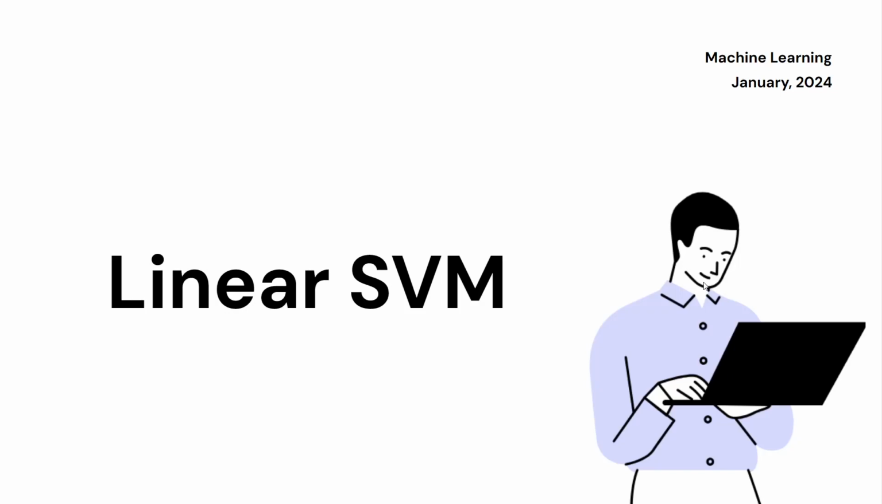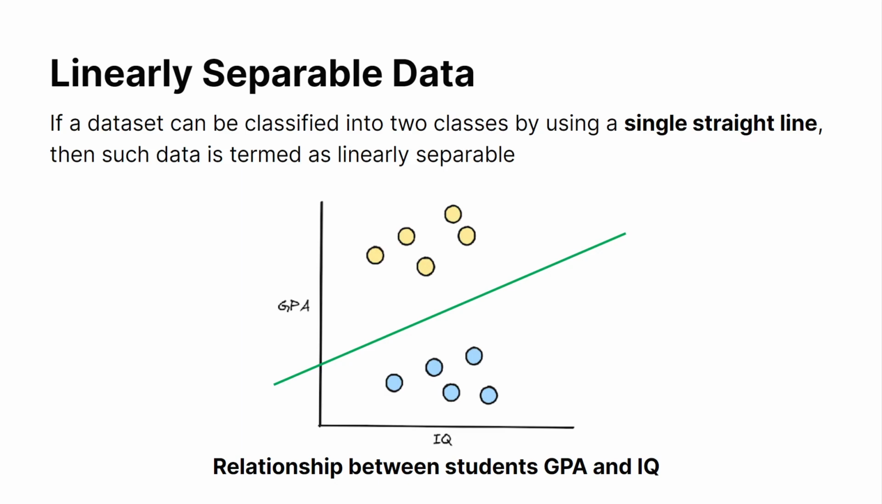For today's lesson, let's talk about linear support vector machines. Before we talk about these problems, let's look at the dataset. Here we have the relationship between the student's GPA, which is represented by the y-axis, and the x-axis representing the IQ of the student.